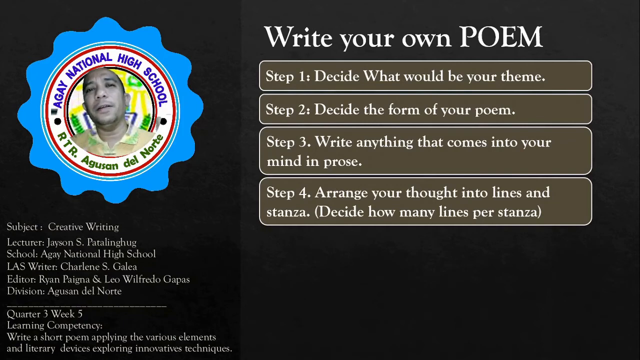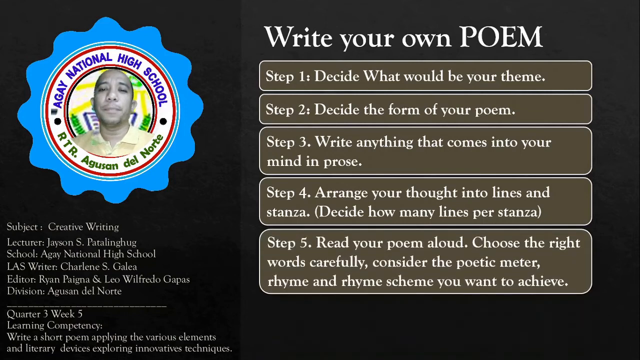So this time you are going to decide how many stanzas there will be in your poem and how many lines you are going to put in every stanza. Okay, so again, I'm not limiting you. Do as you want, as long as you are following the steps I am giving you. Okay, next, read your poem aloud. Choose the right words carefully.